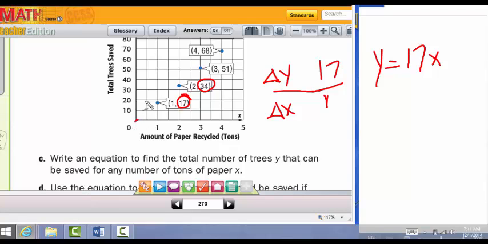Actually you can take a look at this, and you can recognize that if we make a very straight line through all these points, we do indeed go right through the origin.